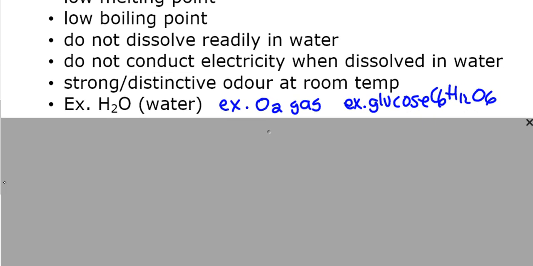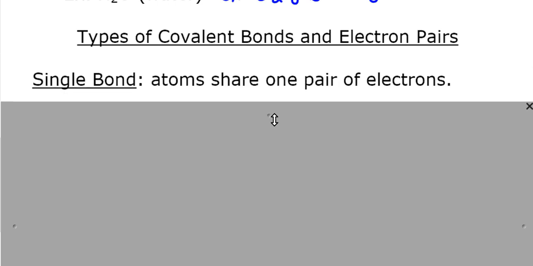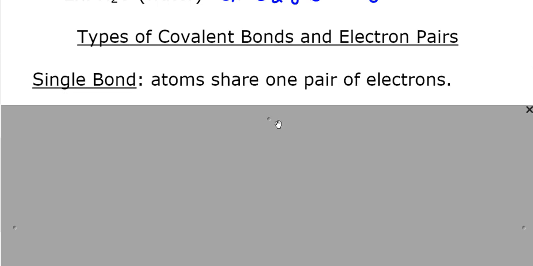When we talk about covalent compounds, we said that electrons are shared between the two nonmetals. That's what forms the bond. There are different types of covalent bonds that you can have in covalent molecules. The first one is a single bond. Atoms share one pair of electrons. So two ways of showing that: you can either use two dots, so dots are still electrons, or you can just draw a straight line, and that would be in between two elements.